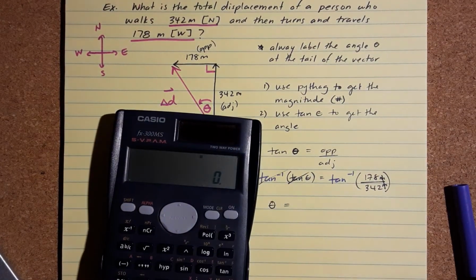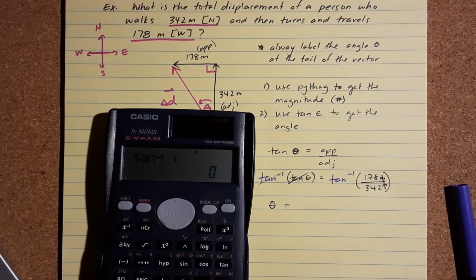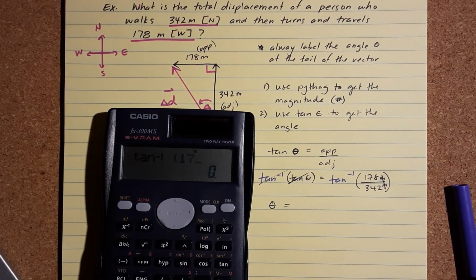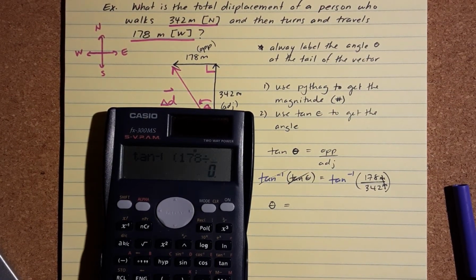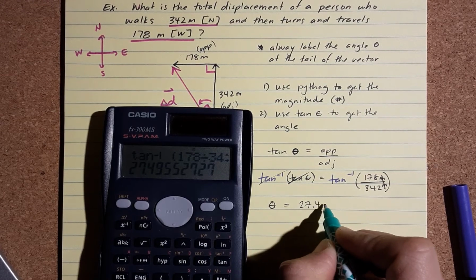So make sure your calculator's in degrees. Shift tan, open a bracket, 178 divided by 342, close the bracket. There we go, 27.49.